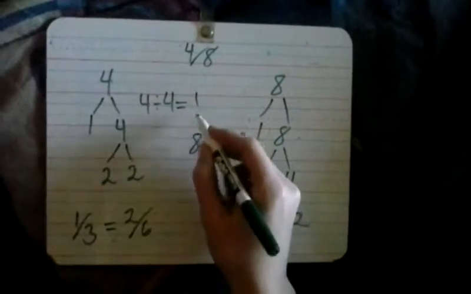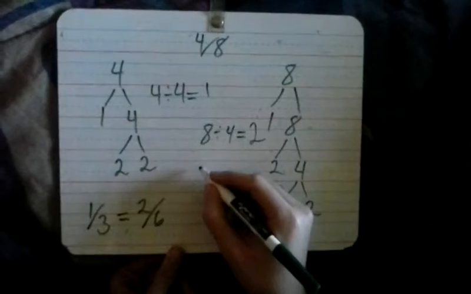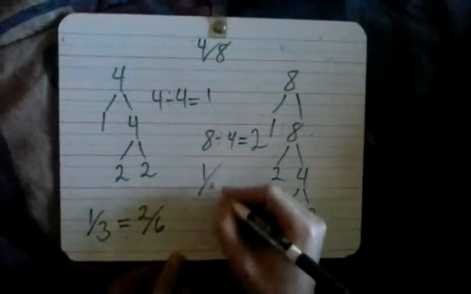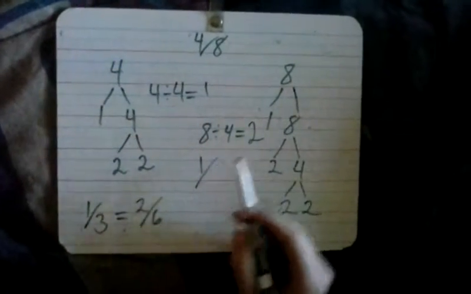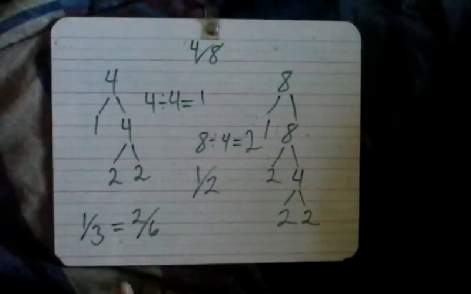So if I put the 1, because it matches up with the 4, in the numerator, and I put 2 in the denominator, I get 1/2. Does 1/2 equal 1/3 and 2/6? No, it does not. So, looks like our equivalent fractions are 1/3 and 2/6. Let's move on to our next activity.